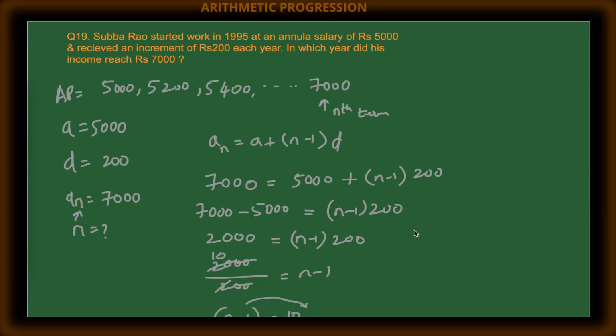Subbu Rao's salary reached 7000. Okay, so we can mention it as 11th year, the salary reached to 7000. So this is highlighted. Okay, so this is the answer. Hope this is clear.